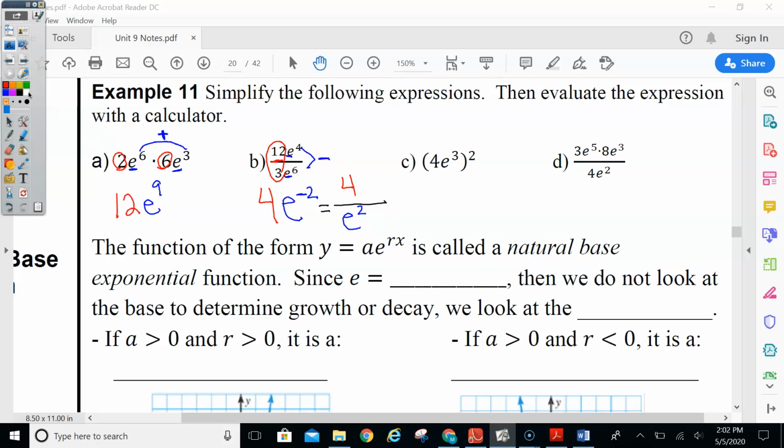Alright, so for part C, we have an exponent on the outside. So we have to apply that to everything on the inside. So when we apply it to the 4, we get 4 squared. And when we apply it to the e, a power to a power, we multiply these. So here we're going to get e, 3 times 2 is 6. So this one's just going to simplify to 16 e to the 6th. And again, I'm not going to worry about typing that into the calculator.